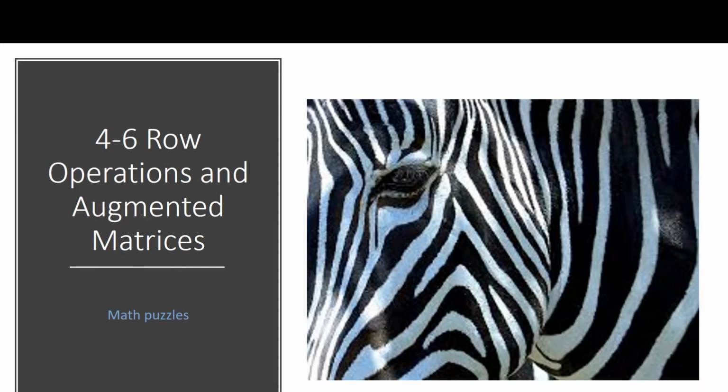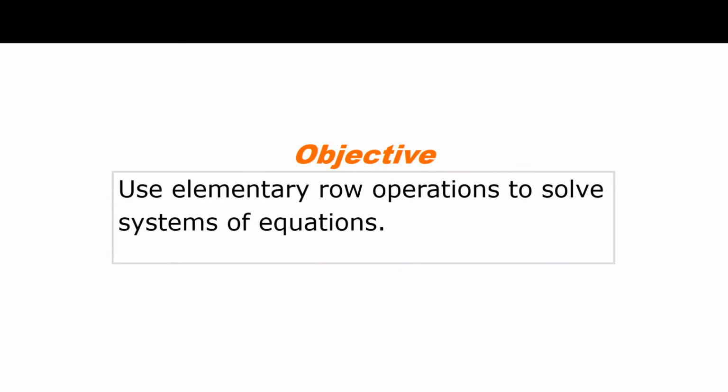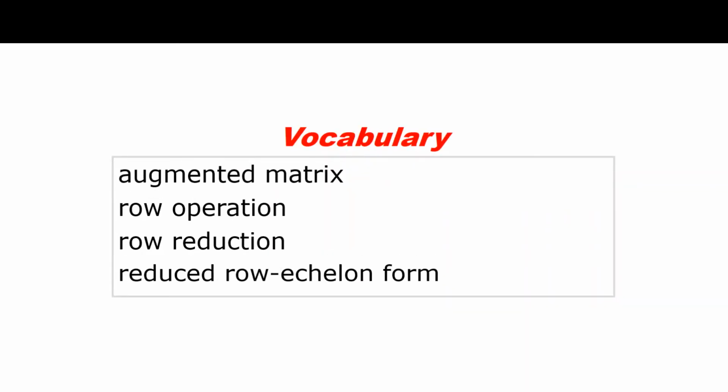Hey everyone, welcome back. This is lesson 4-6, row operations and augmented matrices. I also might call this math puzzles, so if you enjoy math puzzles, this might be the lesson for you. Today's objective: you're going to be able to use elementary row operations to solve systems of equations. Today's vocabulary is augmented matrix, row operation, row reduction, and reduced row echelon form.